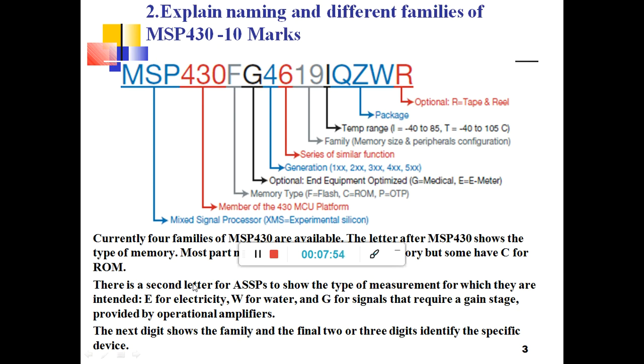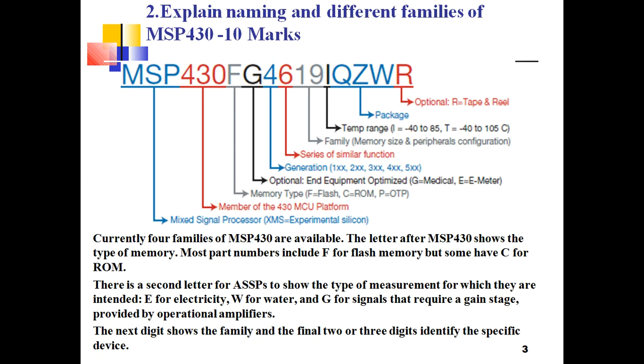And now you can see that currently there are 4 families. After the naming they are asking to explain different families of MS430. Here we will discuss now the families. Currently in MS430 there are 4 families.